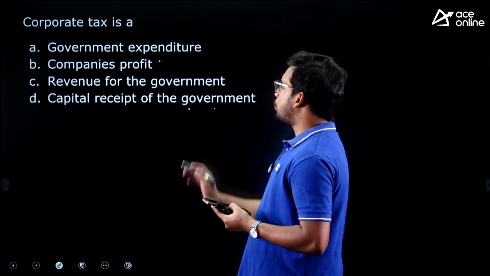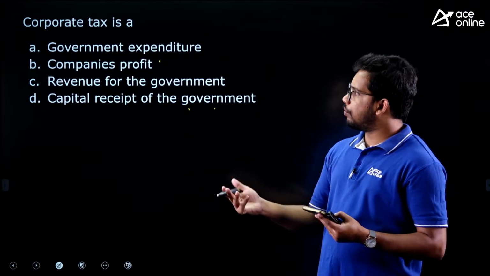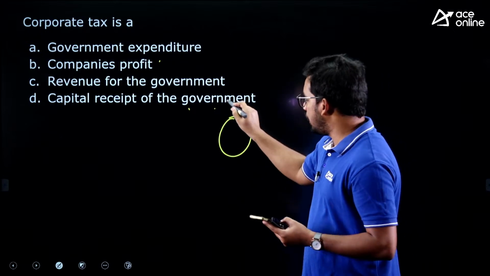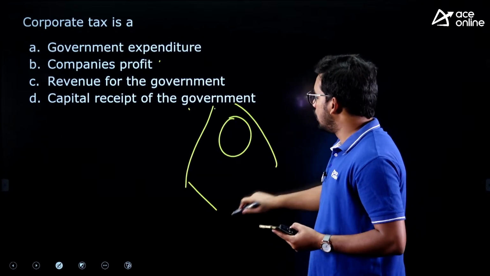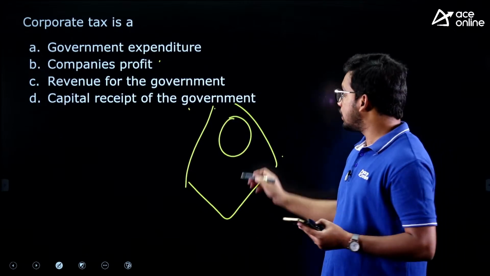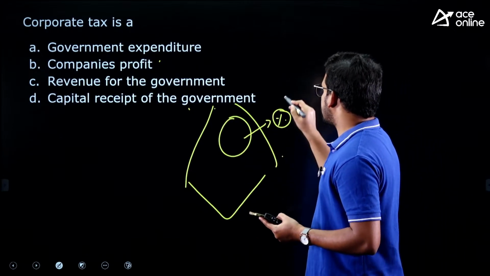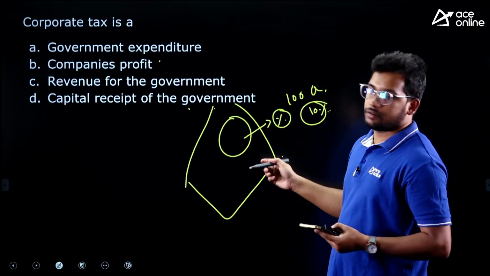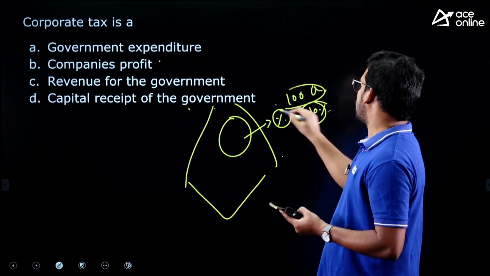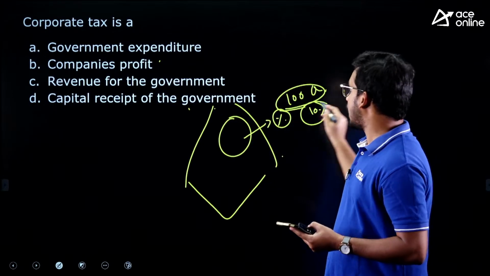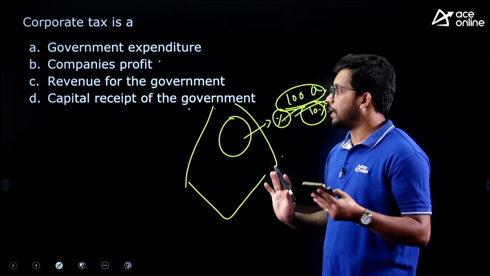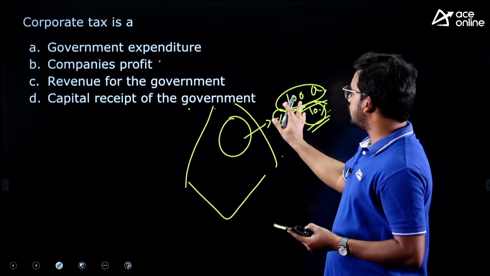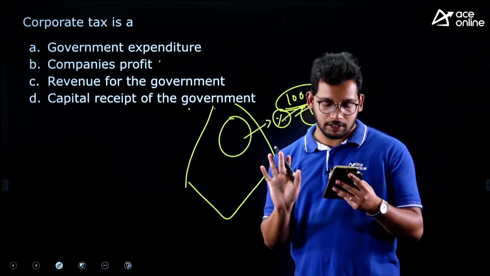Okay. Corporate means a private company, you all know. Any company that starts its business in India has to pay certain taxes on its profits. For example, the company value is 1000 crore, but they got a profit of 100 crore. So corporate tax is tax on the profit earned by the company. A 10% corporate tax means it is paid to the government by the companies.